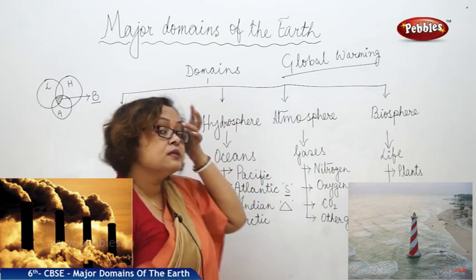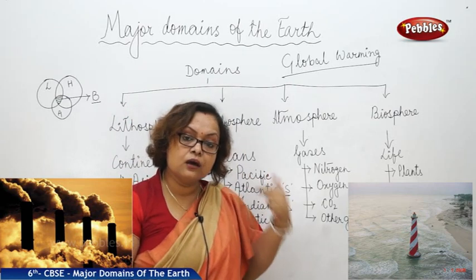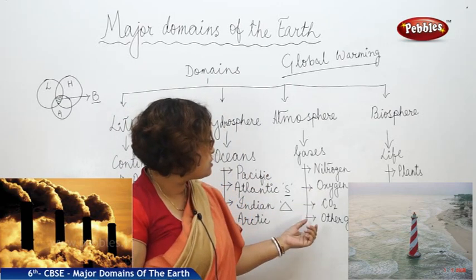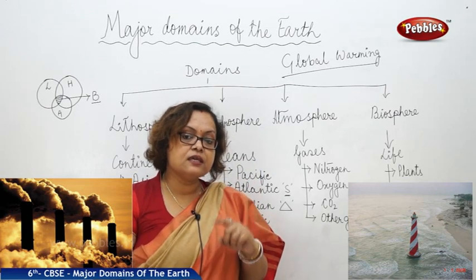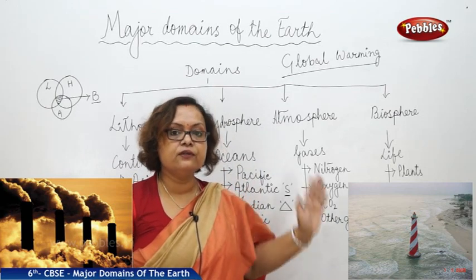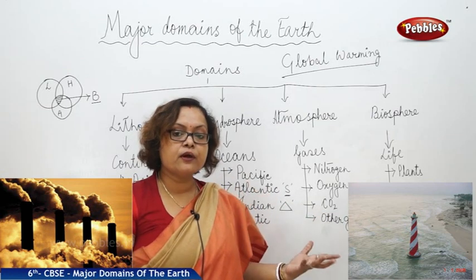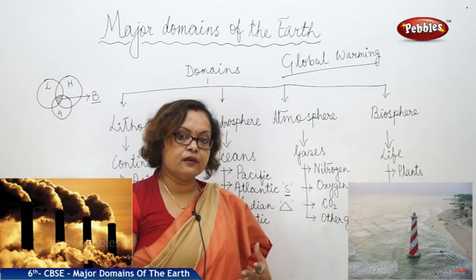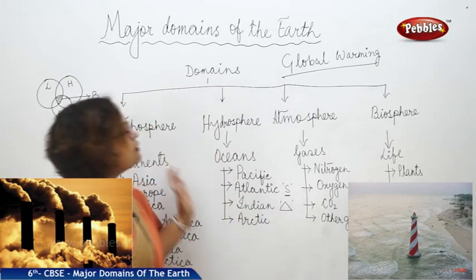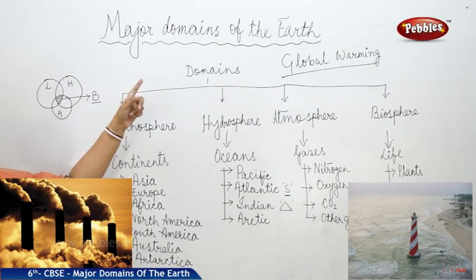Global warming is the major concern in our life. Carbon dioxide gas traps warmth and heat, which works negatively when the number of carbon dioxide molecules in the atmosphere is more. So we need to take care of that. That is, at a glance, the chapter on the major domains of the earth.